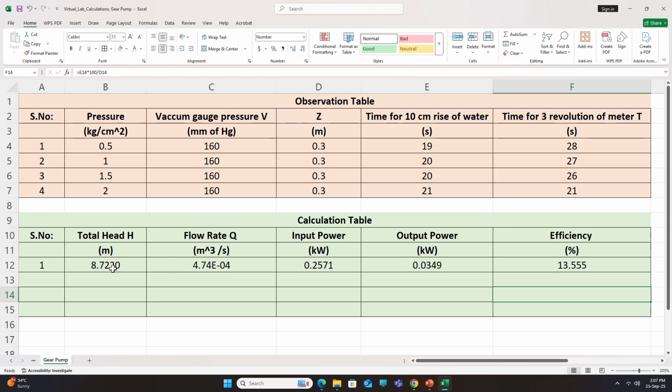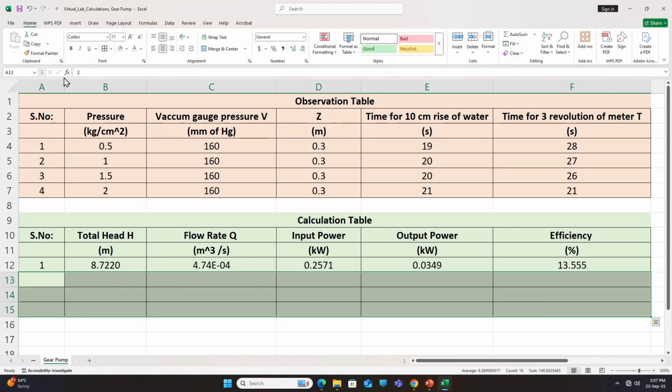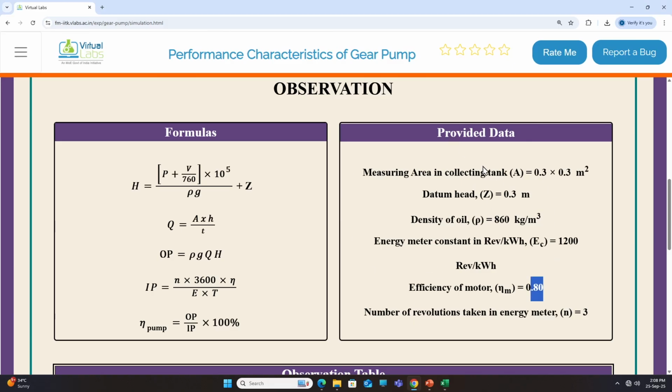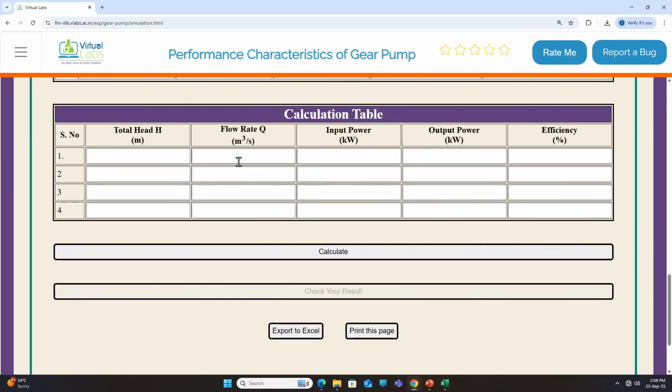I have also taken all these readings for the observation number 2, observation number 3 and observation number 4. So, let me show you all the readings here. So, these are the readings and efficiency that is shown at the valve position. In the first position it is 13.555, for the second position 20.8, for the third position it is 28.207 and for the fourth position it is 27.948. I have put exact values which are given in the provided data, in these formulas and exact observation.